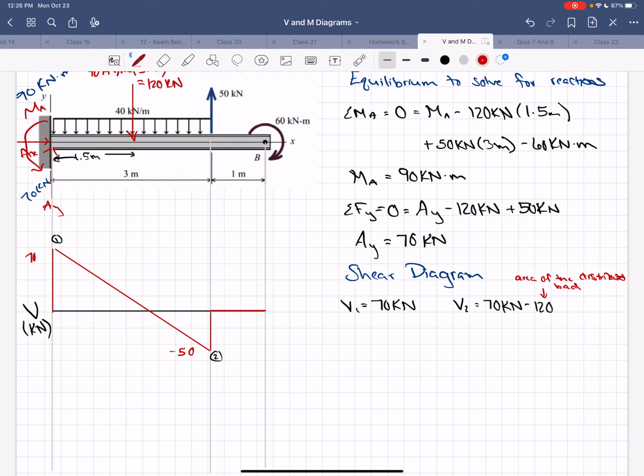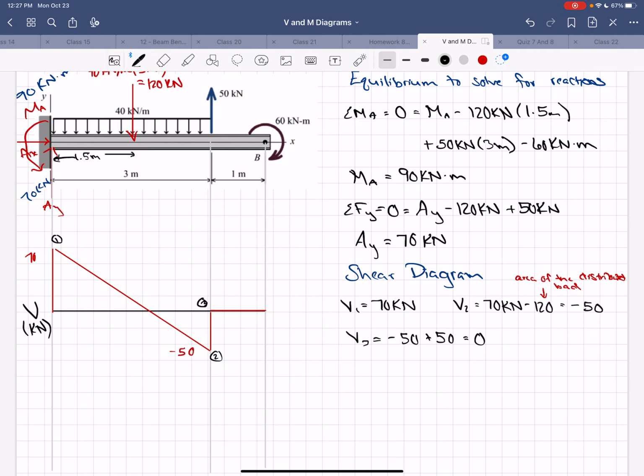And then that equals negative 50. And then we had our point load, so that would be 0.3 right here. A point load, V3, brings us from negative 50 plus 50 to 0, and then nothing else happens. So that's the rest of the beam.